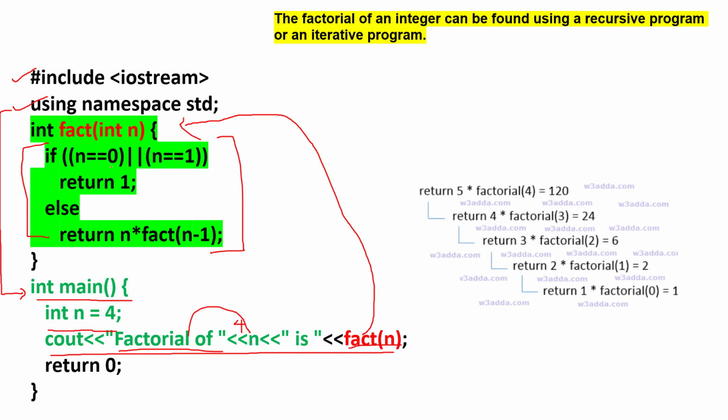If n equal to 0 or n equal to 1, return 1. That's the only condition there. Else, so we have the value of n as 4, so directly it is coming under the else: return n into fact(n minus 1). So during the first stage, the returned value will be 4 into 3 factorial.